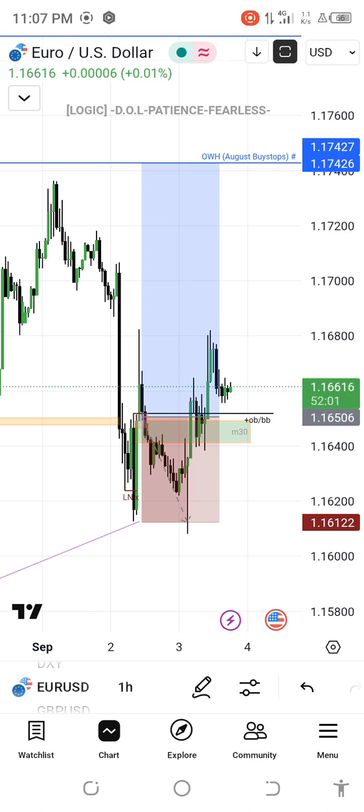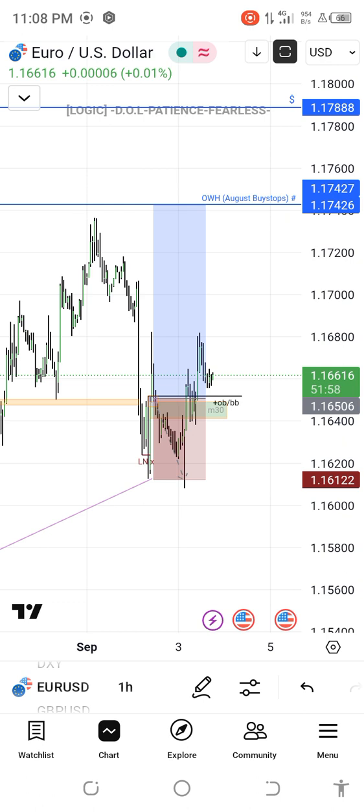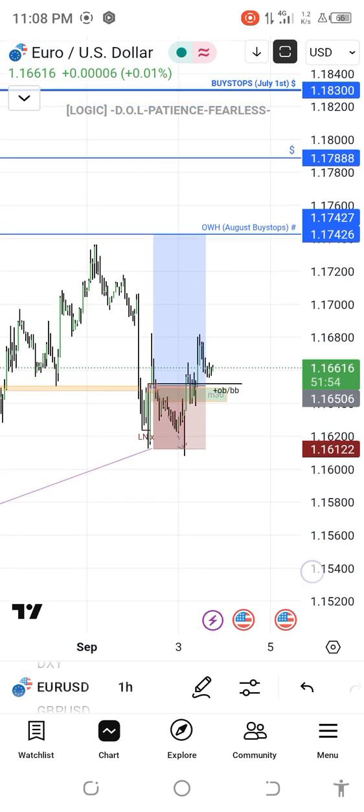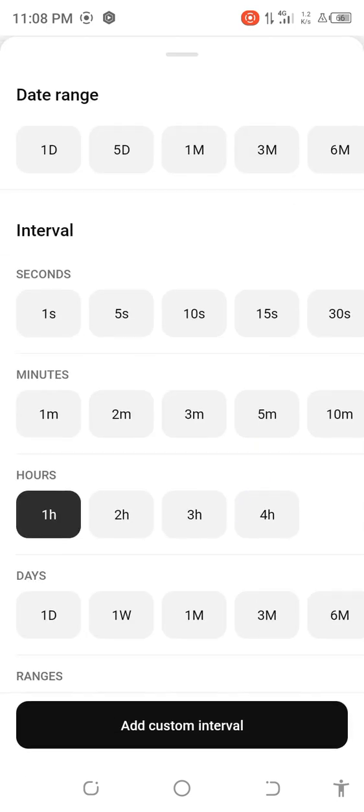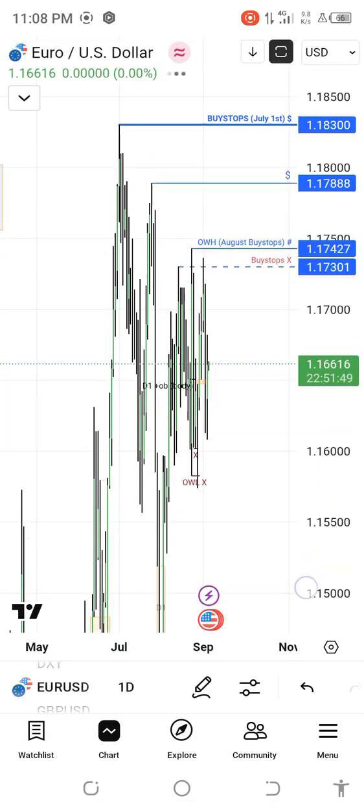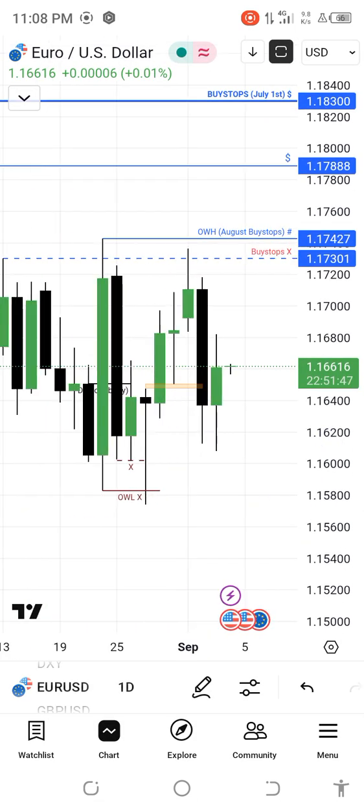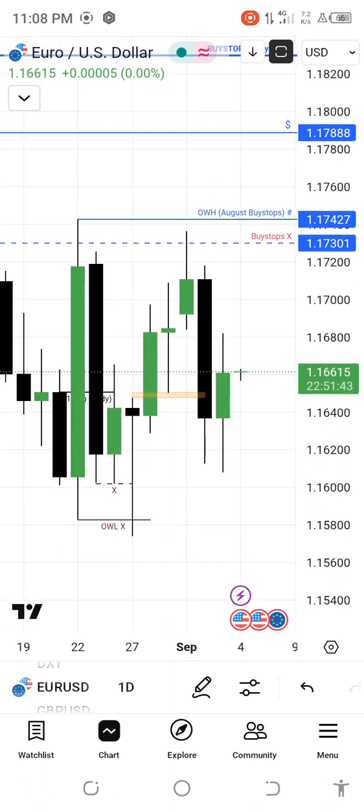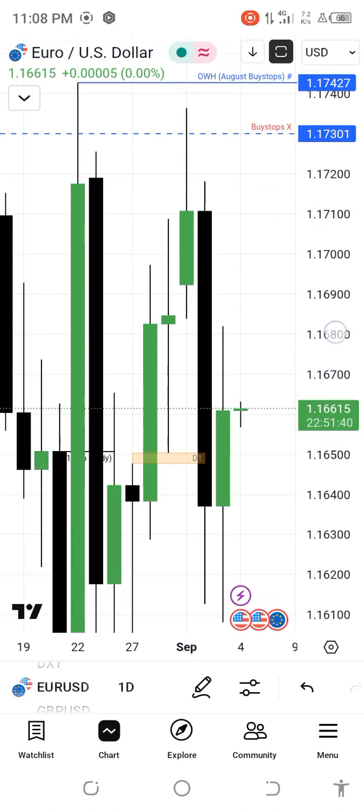Okay, how did I take this trade? What did I see that made me see this trade to be viable, to go long on? Okay, first let's go to our higher time frame, the daily time frame. On the daily time frame, I noticed something right here.